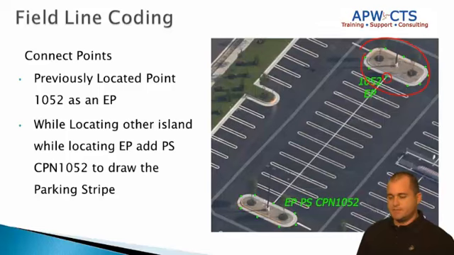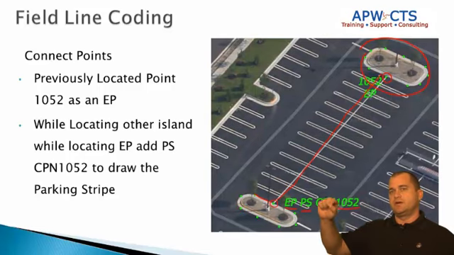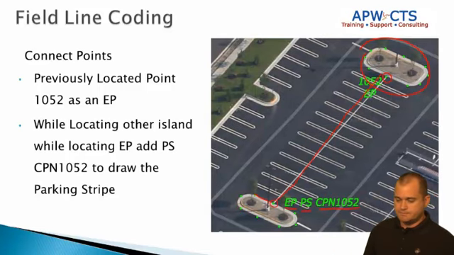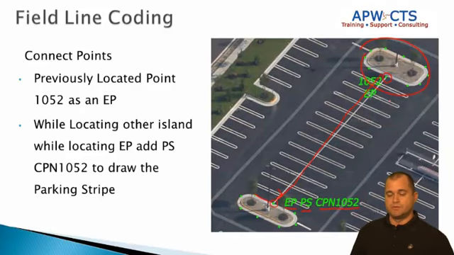Okay, but if that's 1052, when I come down here and I start shooting this island and I get to this point right here, if I key in an EP, which is going to create the edge of pavement of my island, and then I use the PS for the pavement stripe and I do a CPN 1052, then it's going to draw a line up to that 1052. It's going to connect that line up to there. And by using the PS, it'll use that as the feature code to draw the figure. So it's going to draw a pavement stripe figure rather than an edge of pavement figure. If I didn't put the PS in there and I just said EP connect and CPN 1052, then it would draw an EP figure from this point here up to 1052. All right, so again, you can do this with multi-coding and using the connect command.